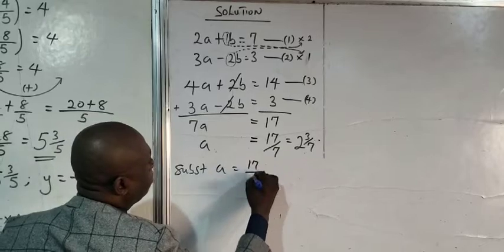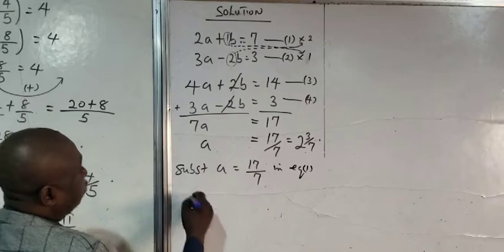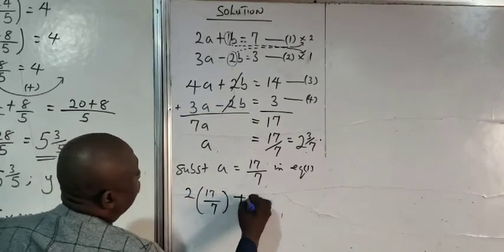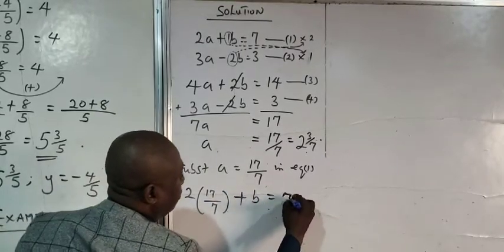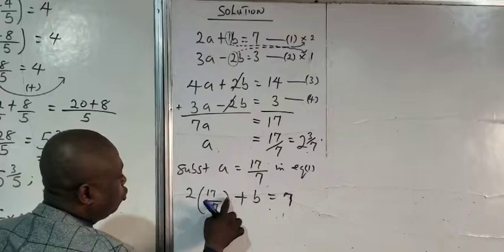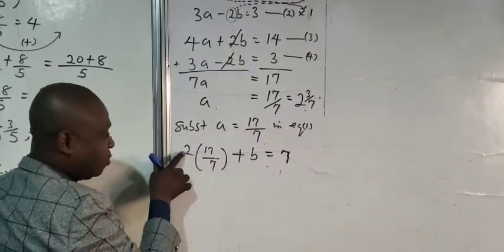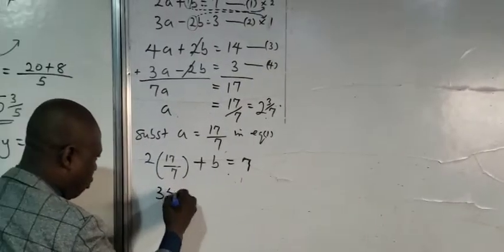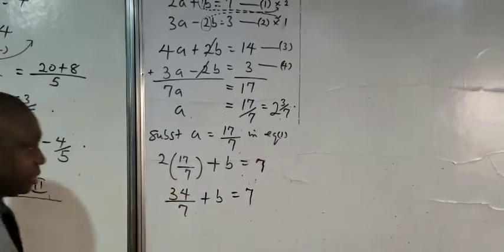A equals 17 over 7 in EQ1. And that will give us 2 into 17 over 7 plus B equals 7. Right. So what you do is you multiply numerator times numerator. Please do not make the mistake of multiplying numerator and denominator. It's not done that way. So this will give us 34 over 7 plus B equals 7.